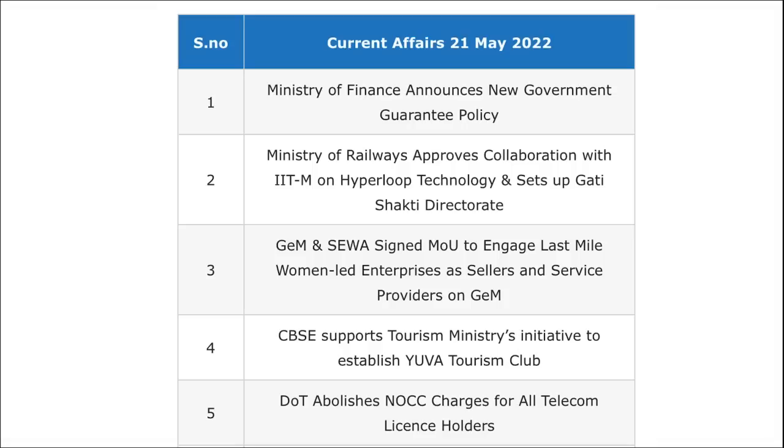So friends, that was our content for today. Now let's revise everything in the one-liner format. It will be a quick revision. First, Ministry of Finance announces the new government guarantee policies. Ministry of Railways approves collaboration with IITM on Hyperloop Technology to set up Gati Shakti Directorate.